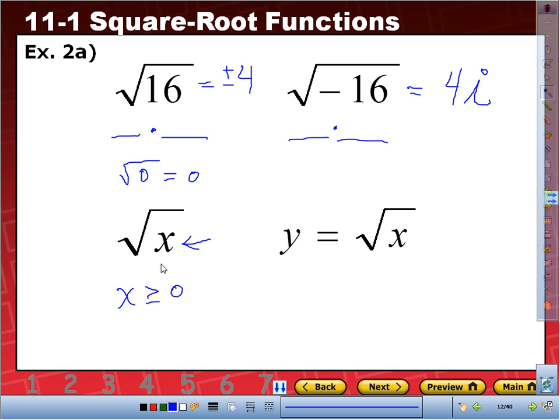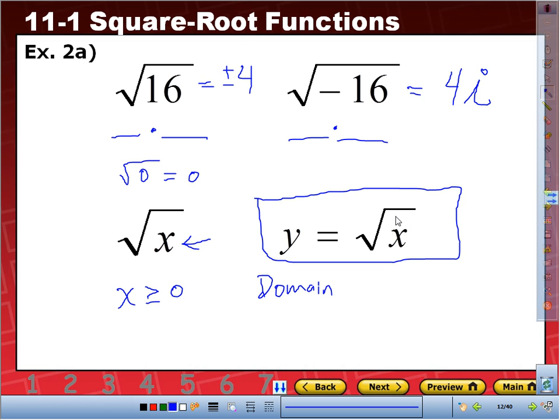Is that correct? Well, guess what? Notice this one. Is this a function? Yes. Why? Because it's got an equal sign. Is it a radical function? Yes, it's got a radical and a variable. To find the domain, all we do is take whatever's inside of the radical and write it greater than or equal to 0. So what's inside of the radical? x greater than or equal to 0. And that's how you find the domain.